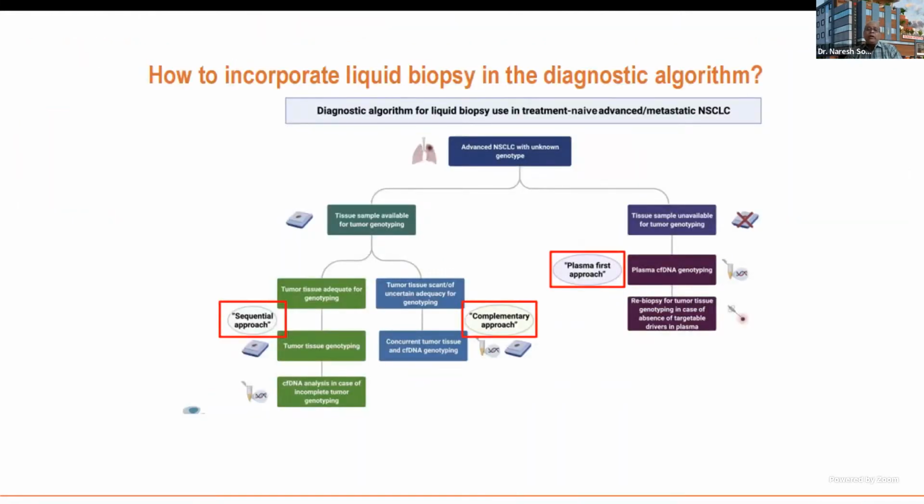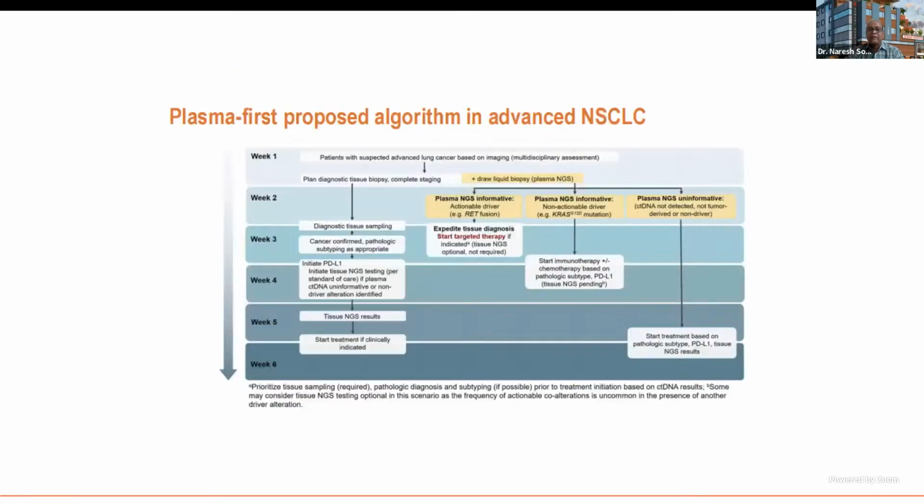And now a new algorithm is being proposed on how to incorporate the liquid biopsy in the diagnostic algorithm of upfront NSCLC, especially in advanced cases. There are various ways to approach this: you do the tissue, then you do the sequential, or you take tissue and plasma complementary to each other, or maybe you take the plasma as the first line.